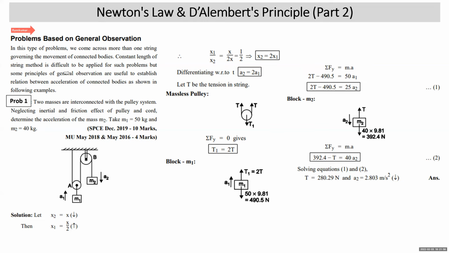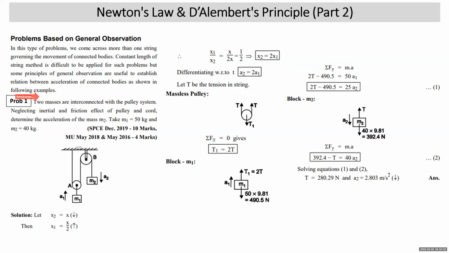See, there are certain types of problems in Newton's law that we come across, where it is difficult to apply the constant length of string method, but it is easy to apply the principles of general observation. General observation is something we put in a manner so that it is accepted in the examination. It is something we observe, or general principles we apply, and then we are in a position to get the solution. So you will observe this in the next 3-4 problems. So we take the first problem of today's lecture, which is based on general observation.